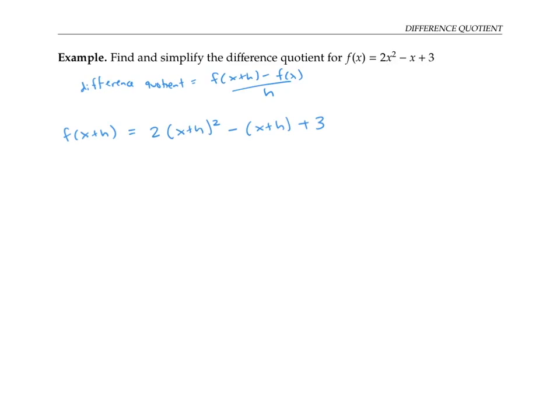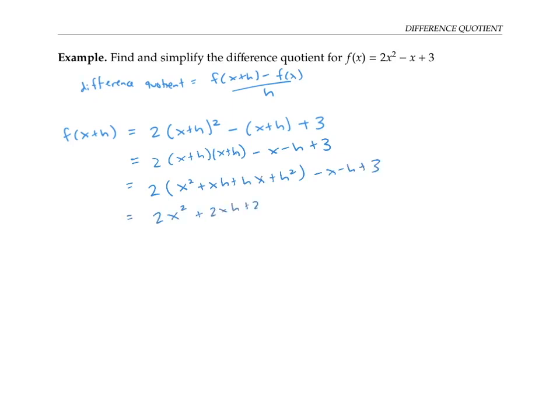I'm going to go ahead and simplify a bit right now and multiply out the (x plus h) squared. I can go ahead and distribute the negative sign. So if I multiply out, I get x squared plus xh plus hx plus h squared. Now I can distribute the 2: 2x squared plus 2xh plus 2hx plus 2h squared minus x minus h plus 3. These two terms are actually the same. I add them up to get 4xh. I think that's as simple as I can get that part.